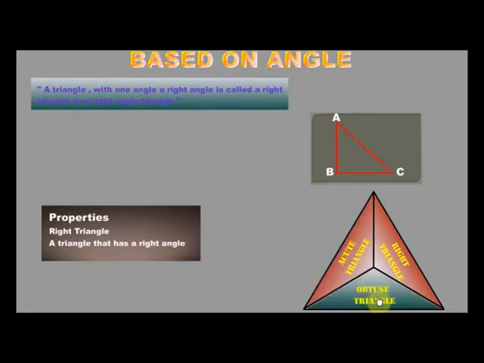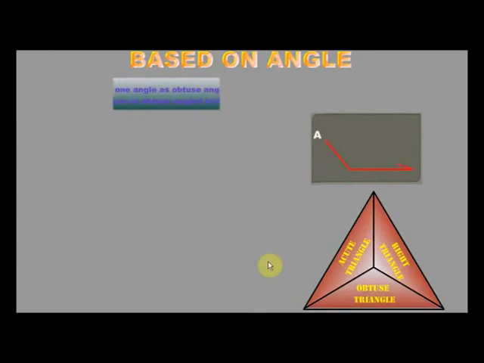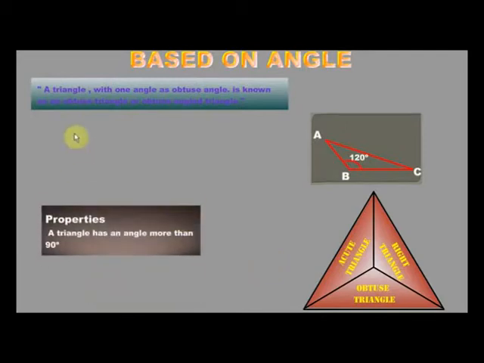And the third one is the obtuse triangle. What is an obtuse triangle? We can say that a triangle with one angle obtuse is known as an obtuse triangle or an obtuse angle triangle. In this example, we see that triangle ABC is an obtuse triangle. Why? Because angle B here is equal to 120 degrees. So we know that any angle which is greater than 90 degrees is known as an obtuse angle.